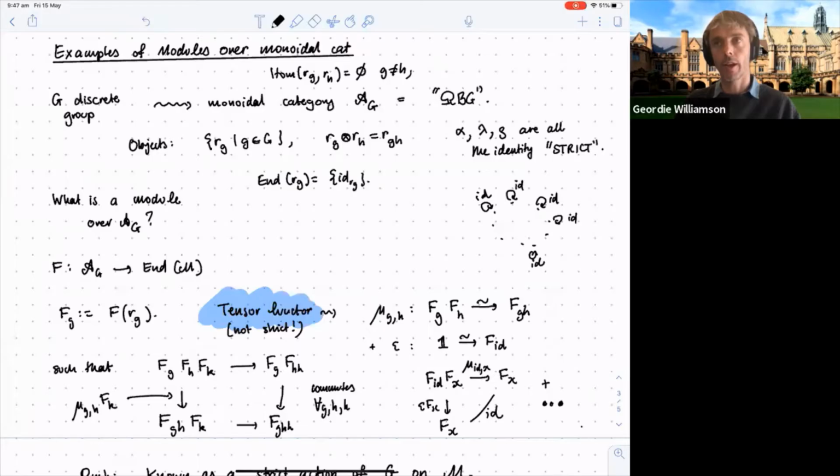Because if this was strict, we would really be asking that F(GH) is equal to F(G)F(H). Okay, and that's too strong in general.